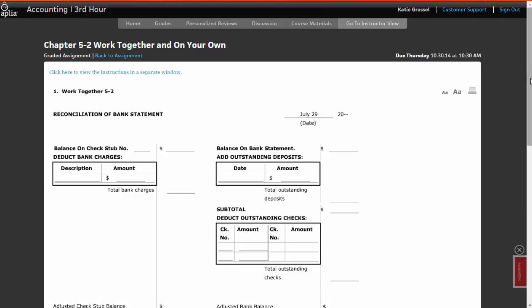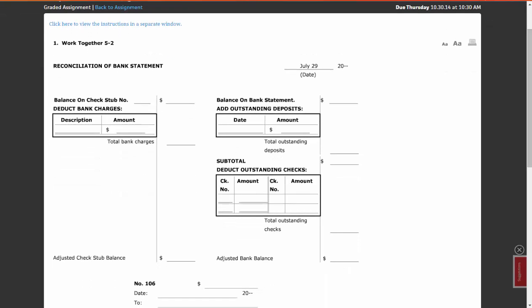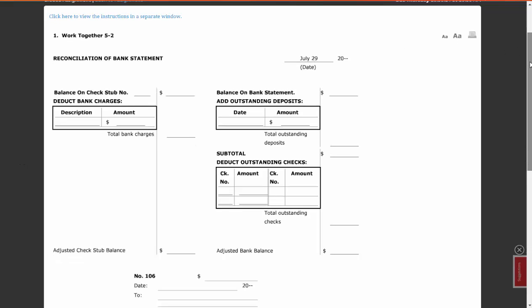So the first thing we're going to do is we are going to go through. We have the following information in our directions. We have to prepare a bank statement dated July 29th of the current year. We're going to record service charges on check stub number 106 and record the service charge in the general journal on page 14.